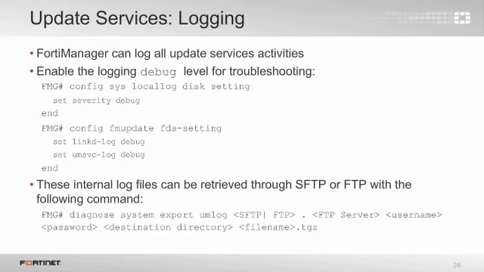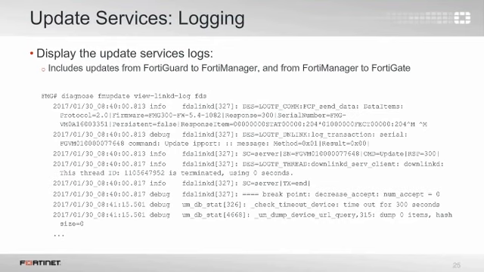FortiManager can log update services events. They are useful for troubleshooting. Set the logging level to Debug first. The next slide shows the command you must use to display the logs. Alternatively, you can export the logs to an SFTP or FTP server. The Update Services logs display the FortiGate requests made to FortiManager and the FortiManager requests made to the public FortiGuard servers.